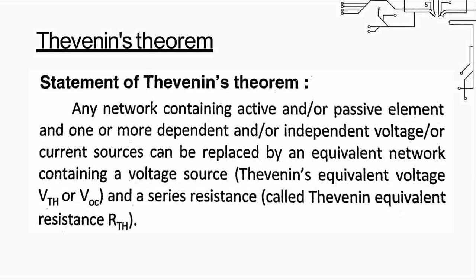So this is the statement: any network containing active or passive elements and one or more dependent sources can be replaced by an equivalent network containing a voltage source and a series resistance. It means in Thevenin's theorem, the current which we have to calculate through any branch is replaced by a voltage source, that is Thevenin's equivalent voltage, and a series resistance called Thevenin's equivalent resistance.